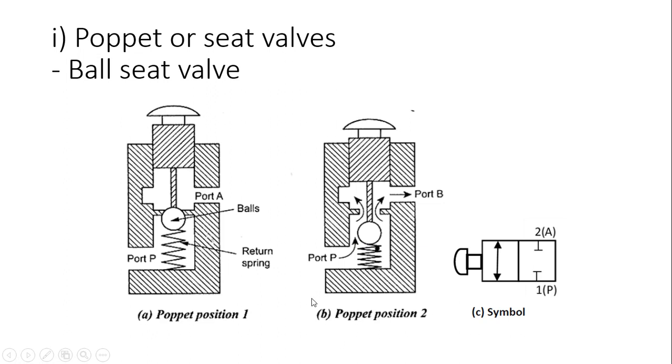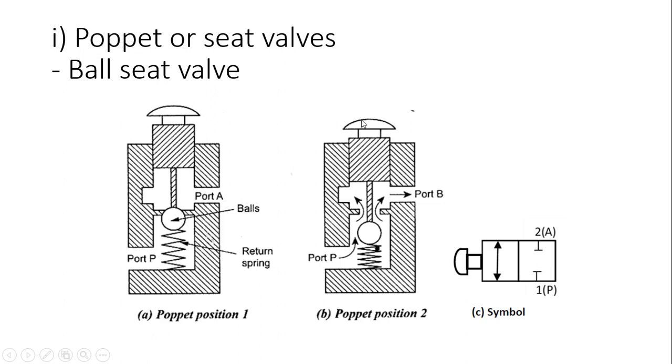Okay. So now the ball, by the spring force, is kept on the seat so that P is not connected to A. This is the default position, where P is not connected to A, nothing is connected. Now when I push this button, what will happen? This position will come here. That means actually, physically, what is happening?